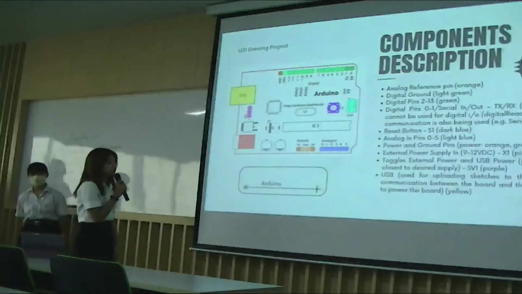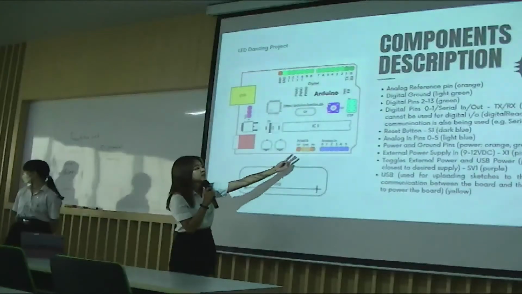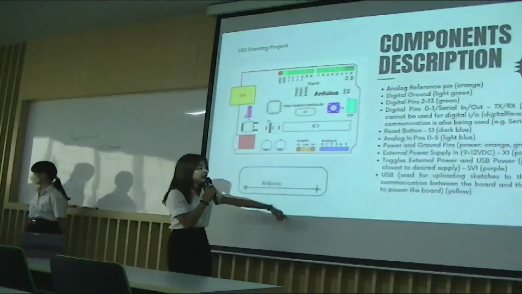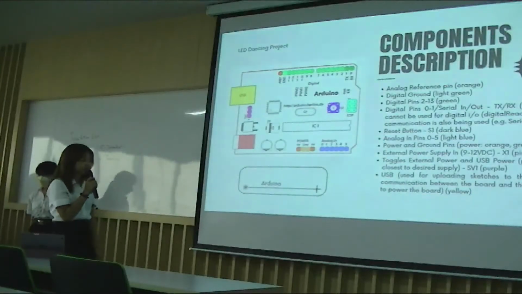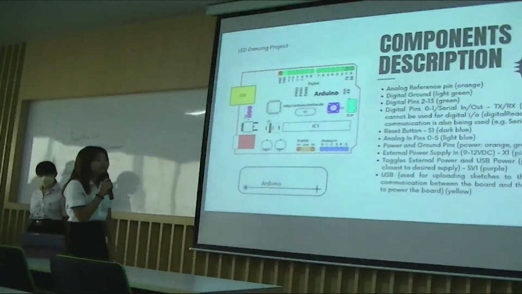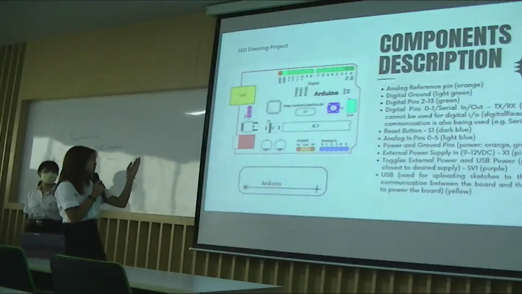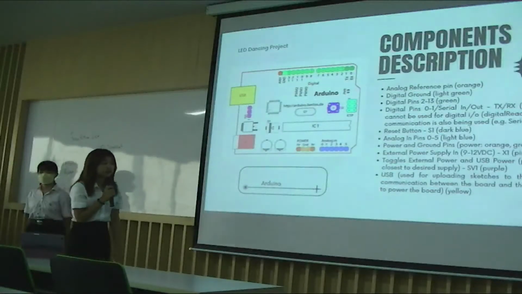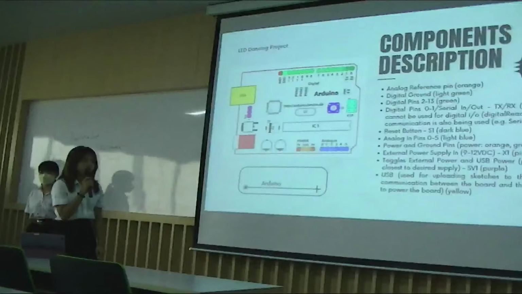Okay, so let's go down. In here, there is the power train, and in the middle there are ground pins. After that, the pin is for power, external power and USB power, and the yellow one you can see is USB, and we use USB to communicate between the board and the computer.